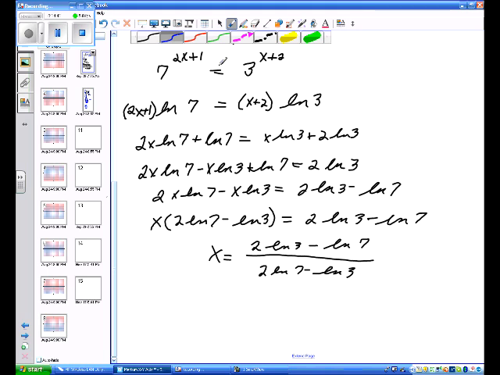Now we're going to have to put this into our calculator. And when we do, we have to remember our order of operations says we do the numerator. So since there's more than one term, we'll have to put it in parentheses. We do the denominator. We have to put it in parentheses, and then we'll do the division.